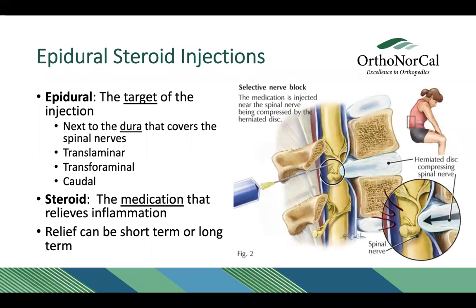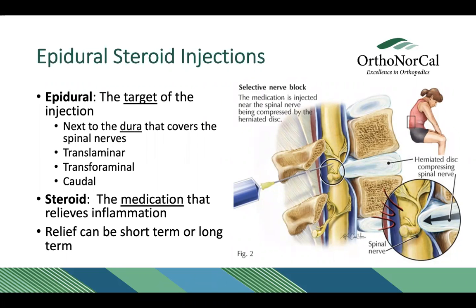So let's talk about epidural steroid injections. There's a lot of misconceptions about what these are. Some people call them epidermal, which is on the skin, but epidural is the target of the injection. It's next to the dura, which is the covering of the spinal nerves, and can be done translaminar, which is straight from the back, or transforaminal, which is from the holes where the nerves exit that I discussed earlier.